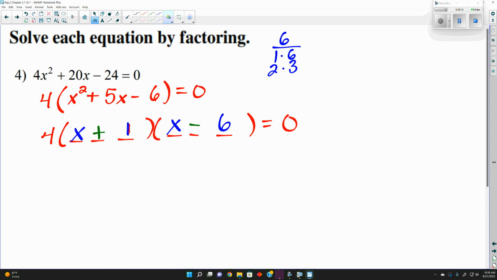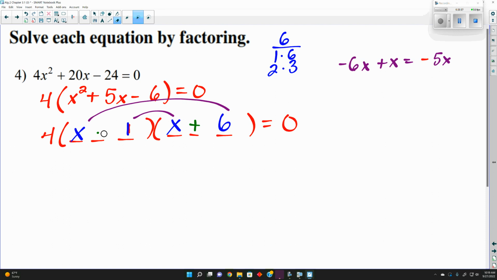Last thing we can do is check it. X times negative 6 is negative 6x. 1 times x is plus x. Negative 6x plus x is negative 5x. Is that what we wanted? We need to switch the signs. So we need to make this positive, and this one here negative, which would mean we would have 6x minus x is 5x. That's what we wanted. Yes?